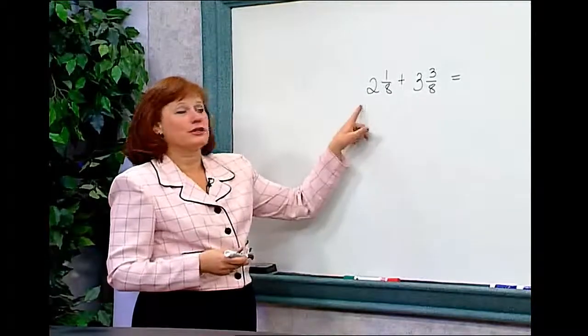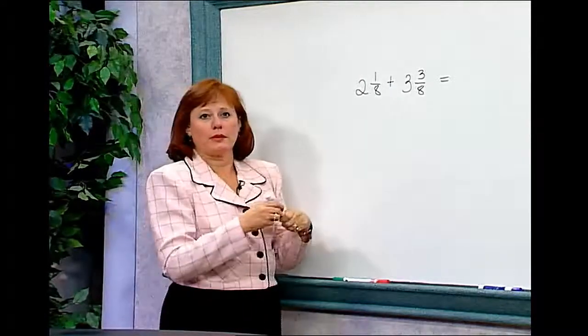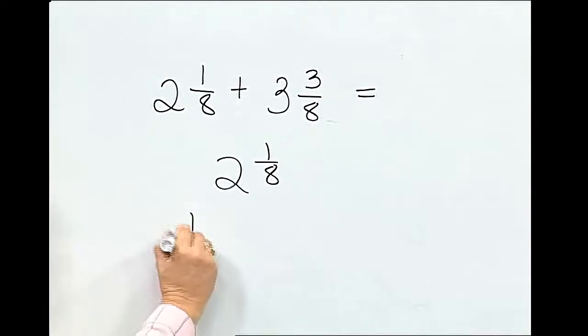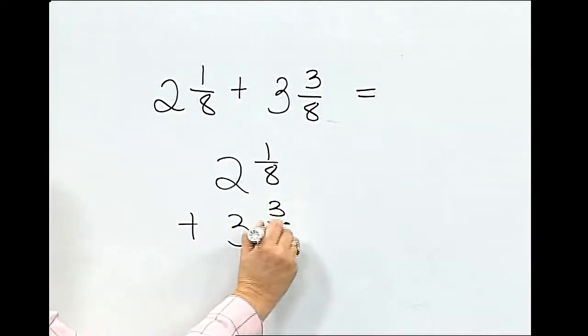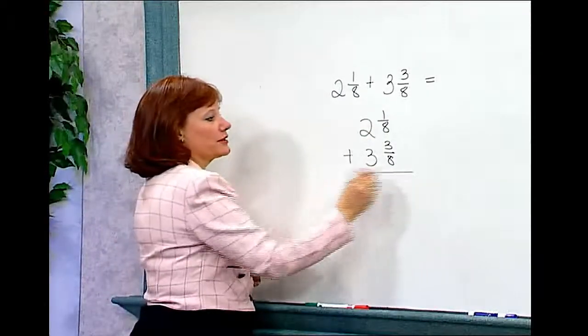Let's take a look at example 2. We want to add 2 1/8 plus 3 3/8. I'll write these problems vertically as an aid to help us see how to add them together. We'll have 2 1/8 plus 3 3/8. Notice I'm always careful to line up my whole numbers and my fractions.